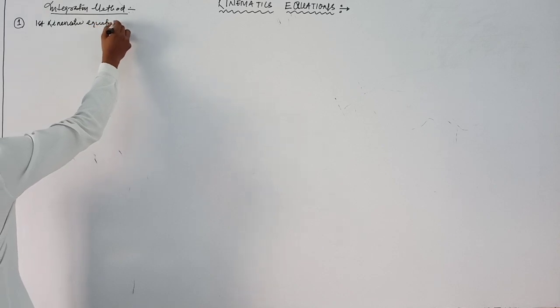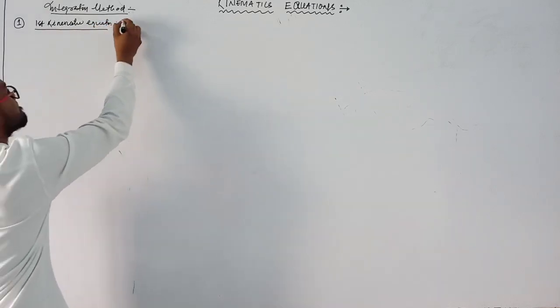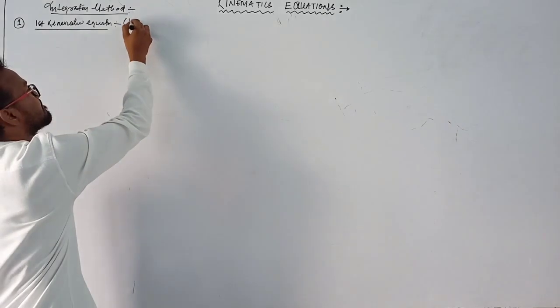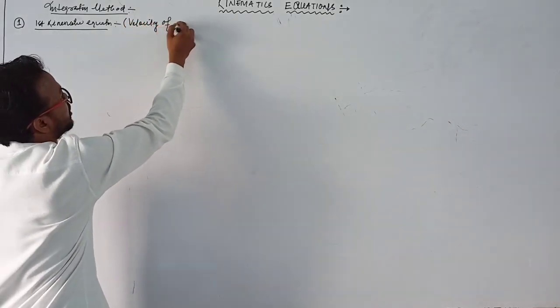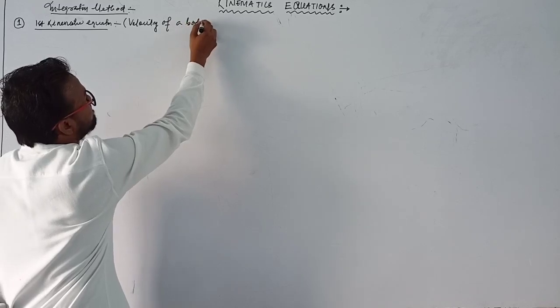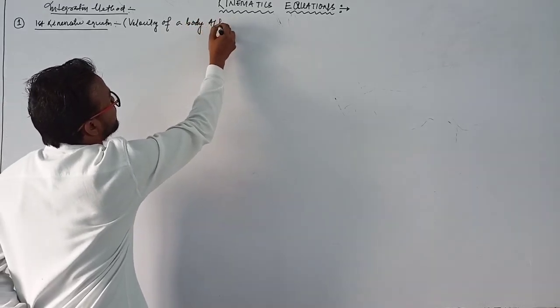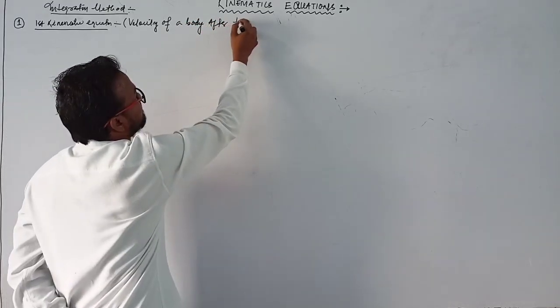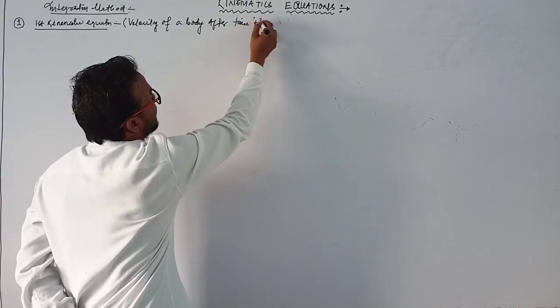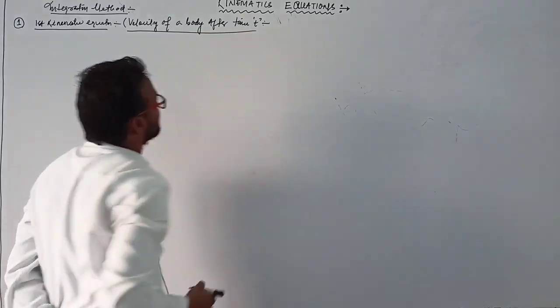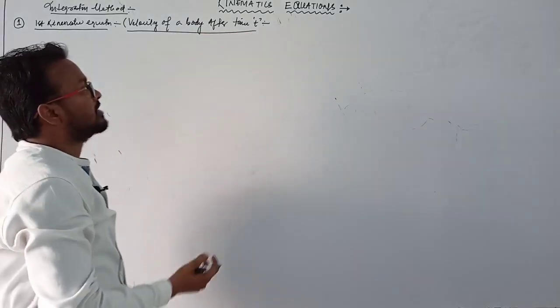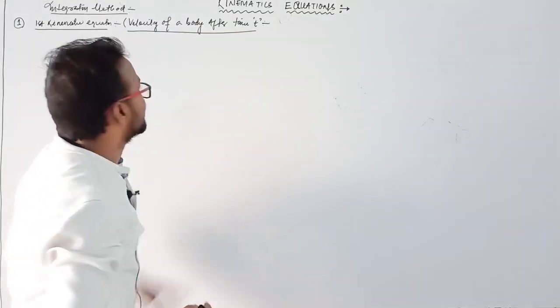or we can say velocity of a body after time t, clear? So we have to find here an expression which contains velocity and time.